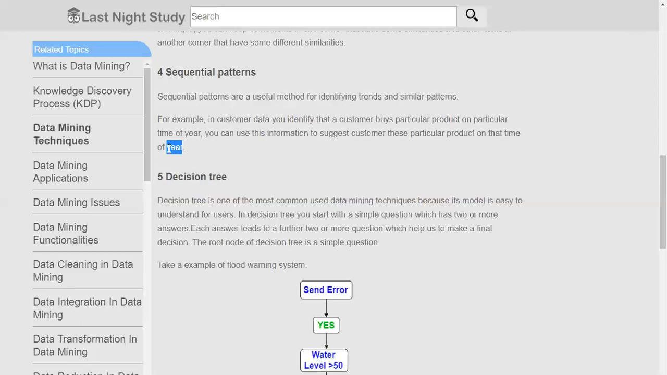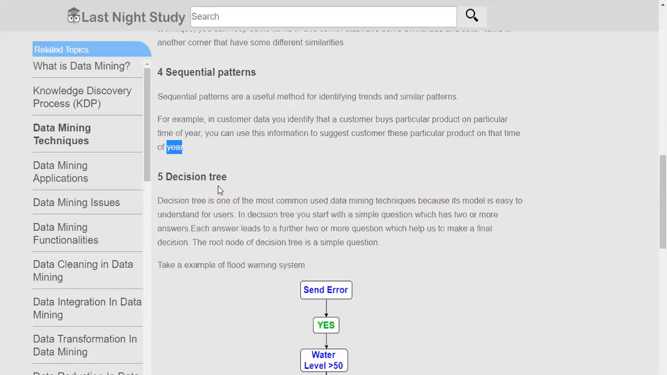So a lot of schemes come up at that time, which attract people very easily, because if somebody is searching for something and at that time you give an offer to that person, it is 101% sure that the person gets attracted to that offer. So this is how you also get sequential patterns.